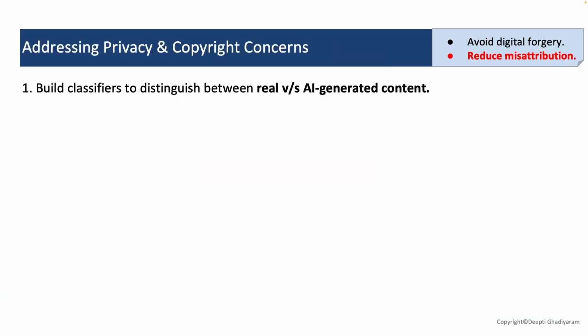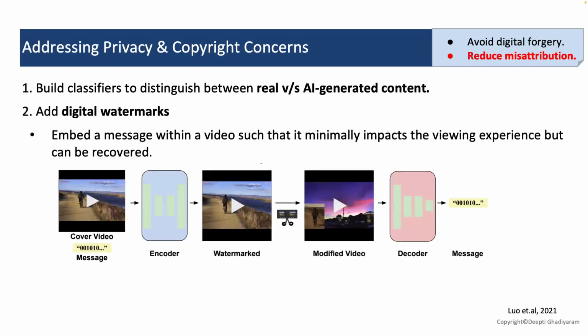So moving on to reducing misattribution, there are two popular ways the field is approaching this. One is building classifiers that can distinguish between real content and AI-generated content. There is a wealth of paid APIs by Hive, Amazon, and several other companies which are providing this as a service. The second approach that is getting very popular in the field is embedding digital watermarks into the images and videos that are being generated.